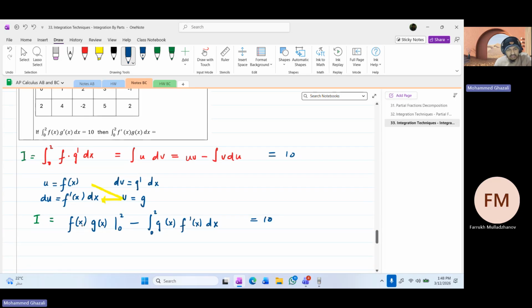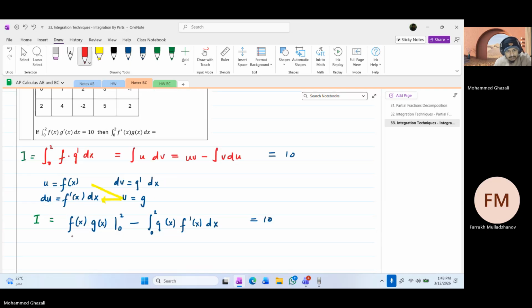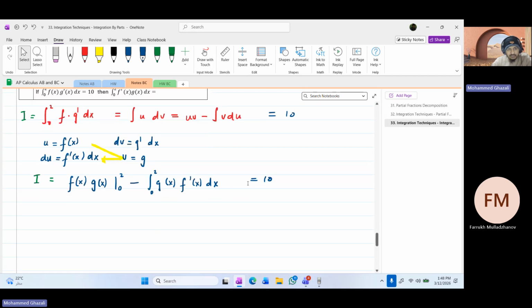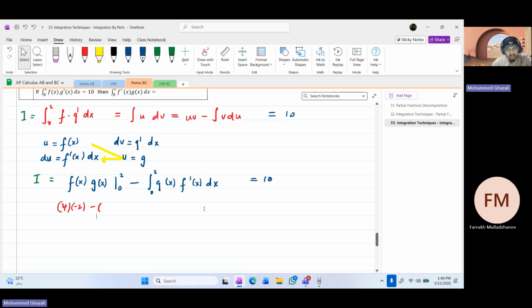So now, what are you substituting? You're substituting the upper boundary in here. What is f of 2? This is f of 2, right? You're going to substitute 2 in x, so you get f of 2. What is f of 2? There's the x values. f of 2 is 4. And what's g of 2? Negative 2. So 4 times negative 2. Subtract. What is f of 0? f of 0 is 1, and g of 0 is 2. So subtract 1 times 2.